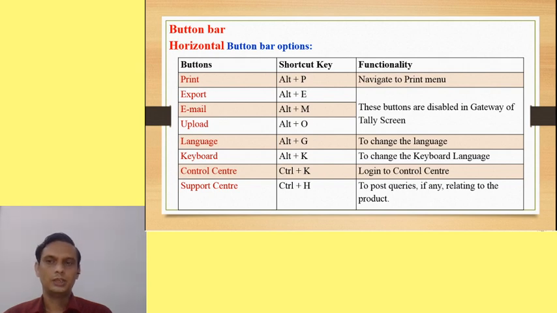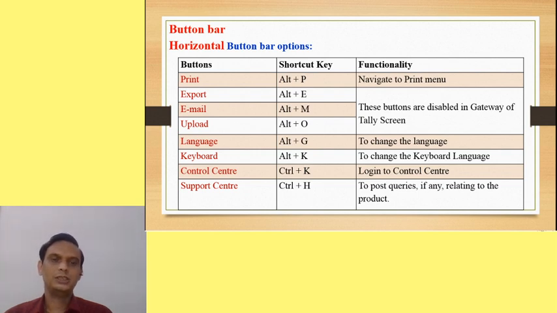On the button bars, we have two types, the horizontal button bar and the vertical button bar. In the horizontal button bar, we have print, export, email, upload, language, keyboard, control center and support center. There are some shortcut keys and functionality, just like print. In Microsoft Office, to print any document or Excel sheet we use Ctrl plus P. But here we use Alt plus P to navigate to the print menu. Next is export, Alt plus E, email, Alt plus M, upload, Alt plus O.